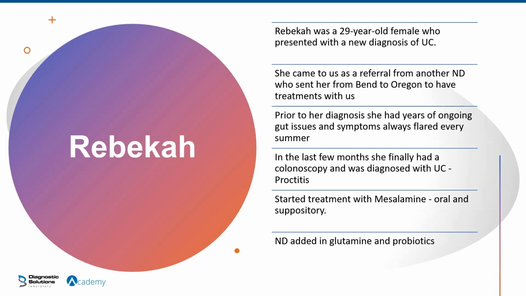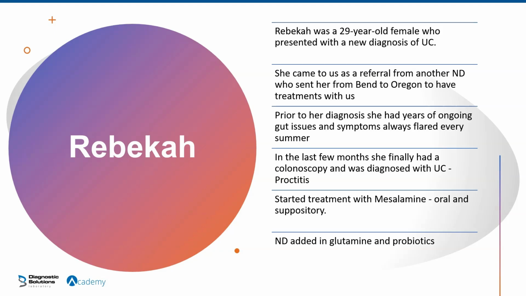Rebecca came to us as a 29-year-old female who had very recently been diagnosed with ulcerative colitis. She was actually a referral from another naturopath that lived in a city about 3 hours from us, and she relocated to Portland, Oregon to actually establish and develop care with our team.